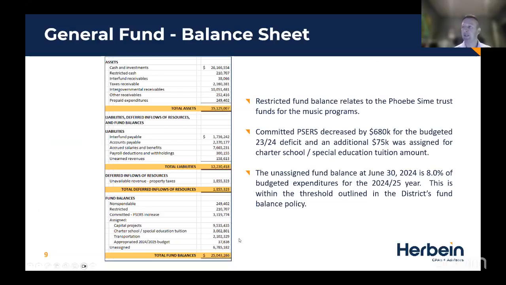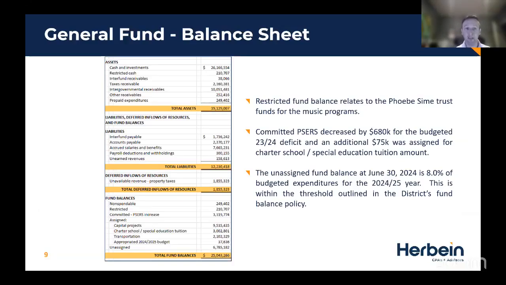So on this side, I just want to focus on that breakdown of the fund balance, the $25 million. Couple components there, non-spendable and restricted funds of $250,000 and $210,000. The non-spendable relates directly to the prepaid expenditures, and the restricted funds are the restricted funds from the Phoebe Semi Trust for the music programs.